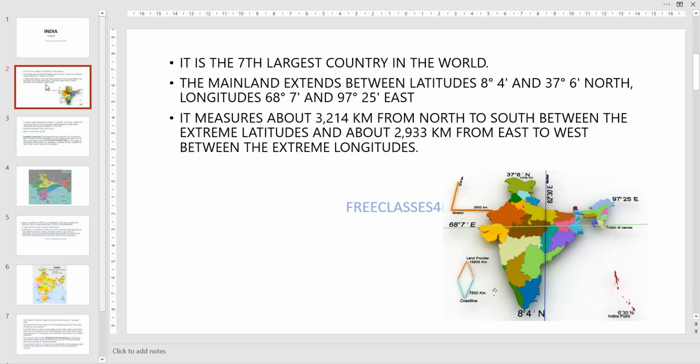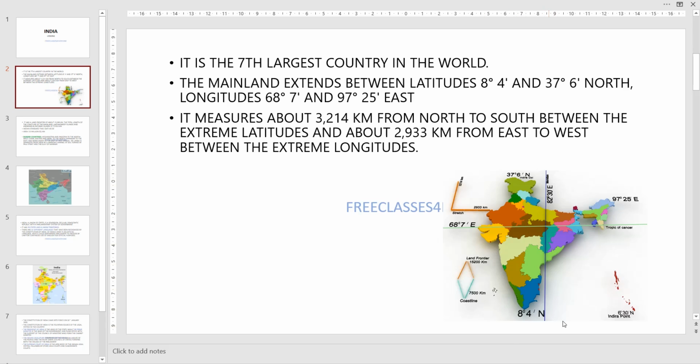Now, let's see the location of India on the map. To find the location of any place, we need to know about the coordinates, latitudes and longitudes. The place of intersection of these latitudes and longitudes tells us the exact location of a place. So, to know the location of our country, we need to know the latitudes and longitudes.